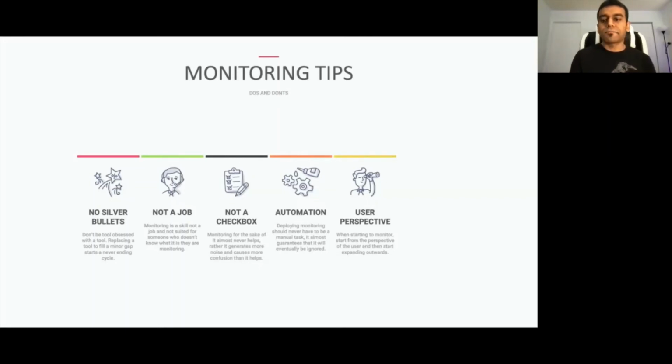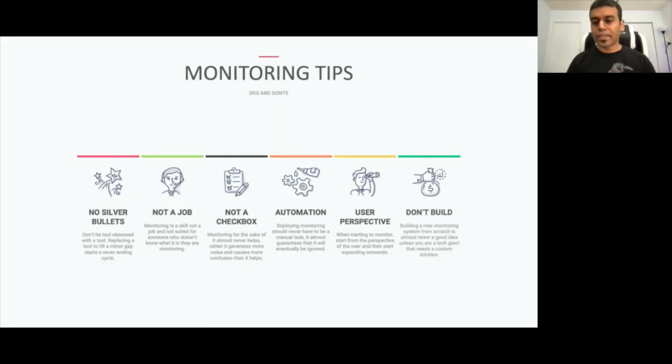If you start at the high level, this is what my users are experiencing, and then work your way backwards to what might be the root cause of why my users are experiencing this. I would start with just a handful of signals first. We'll talk about that in a little bit.